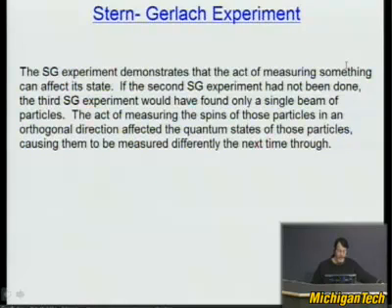So it turns out that the Stern-Gerlach experiments demonstrate that the act of measuring something can affect its state. So they all started, we took the ones that were spin up, we then measured them spin to the side. Measuring them spin to the side affected the up-down spin. They didn't remember that they were all spin up. And they came out of the third experiment half spin up and half spin down. The act of measuring the spins of particles in an orthogonal direction affects the quantum states of those particles, causing them to be measured differently the next time through.